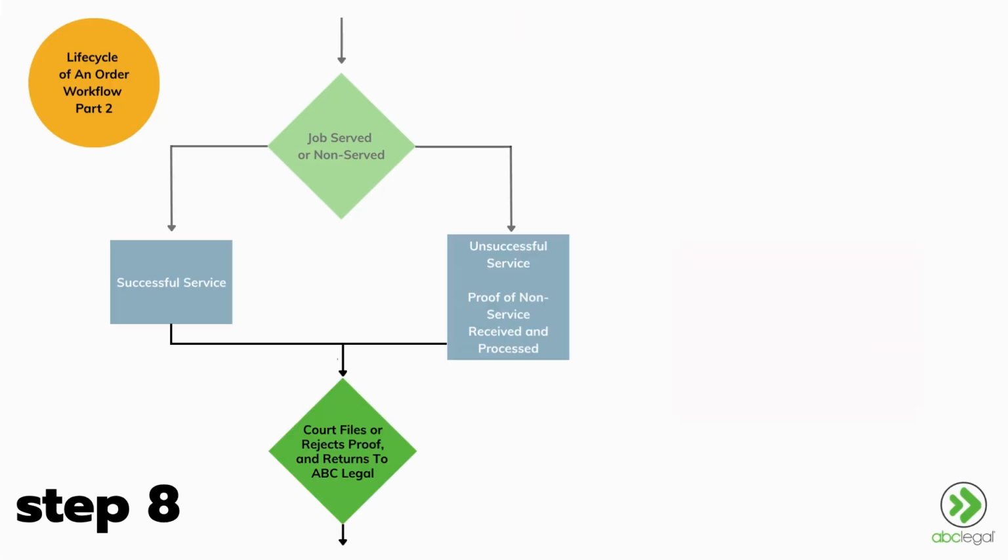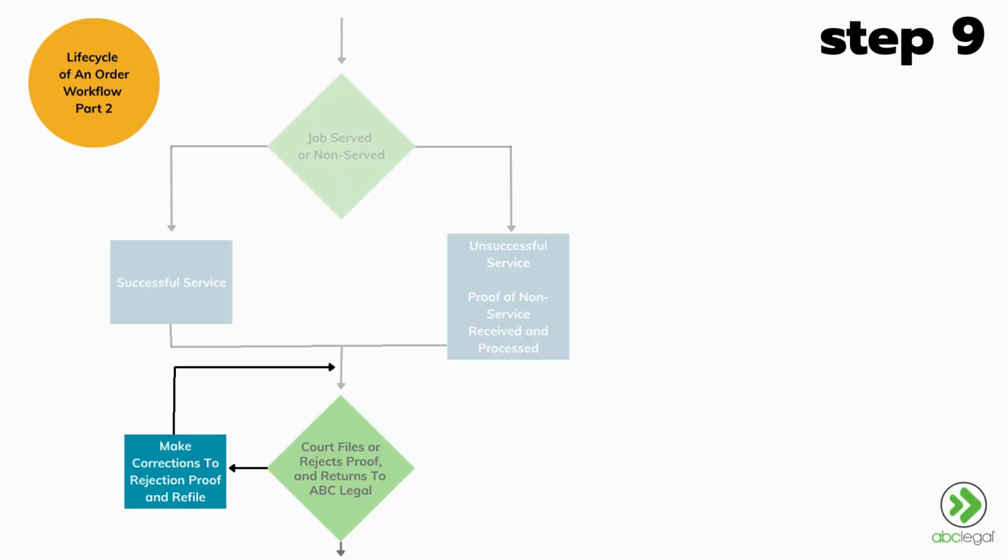A proof of service, or proof, is a legal document that confirms a party has officially delivered court documents to another party. A proof typically includes details of how, when, and to whom the documents were delivered. In Step 8, ABC Legal sends a proof of service document to the court. The court will receive the proof and will file or reject it. Rejected proofs are returned to ABC Legal office for further processing. Step 9. When the court returns a rejected proof, ABC Legal makes corrections to the rejected proof and refiles with the court. The court will file or reject the resubmitted proof.